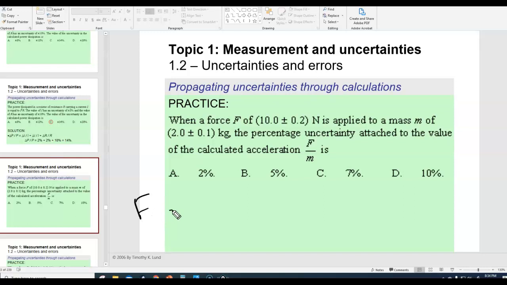So obviously we have an equation. The equation is that they're telling us the calculated acceleration, which by the way, you probably have no clue what this is, or maybe you do, but it doesn't really matter for the purpose of this question. So the question is asking what is the percent uncertainty in F divided by m. So pause it here and see if you can figure this out on your own.